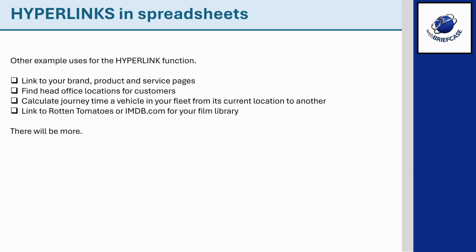Other example uses for the hyperlink function include link to your brand, product and service pages, find head office locations for customers, calculate journey time for a vehicle in your fleet from its current location to another location, link to Rotten Tomatoes or imdb.com for your film library. Obviously there will be more.